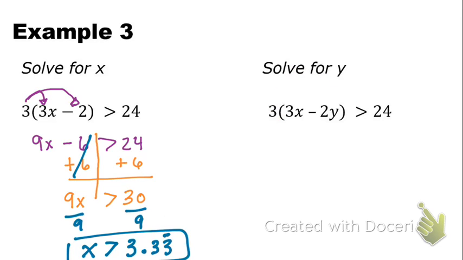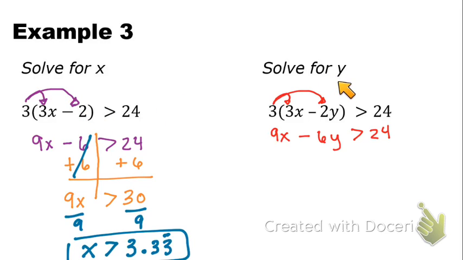All right, so here we go. The steps are still the same. We are still going to distribute. We're going to have 3 times 3, which is 9x. We're going to have 3 times 2, which gives us 6y. And then we're going to have greater than 24. So again, we distributed just like on the left side.